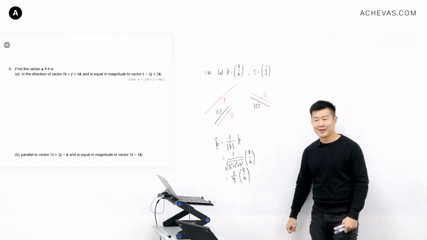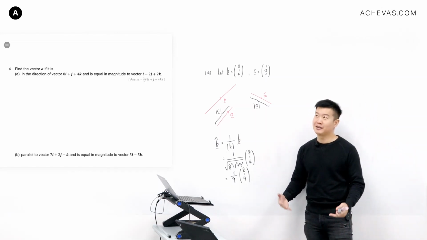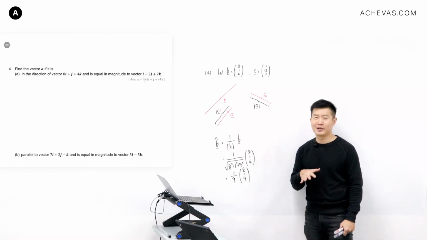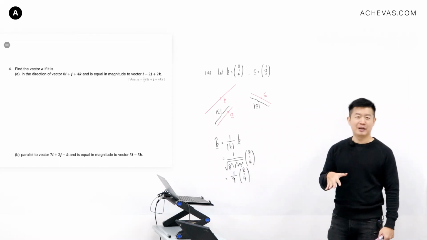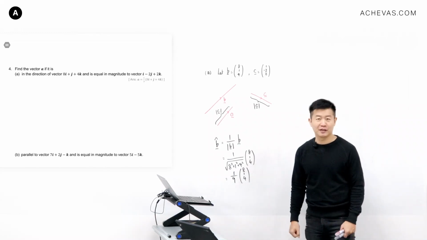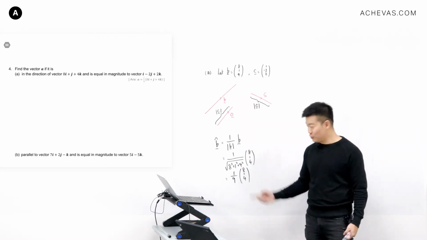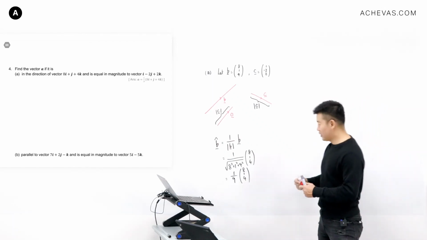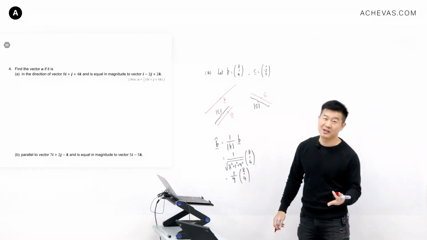You're convinced? Okay, because I remember when I was in secondary school, in JC, there was one point in time that I was like, are you sure this becomes a unit vector? How can this be a unit vector? It looks so complicated. I don't believe that its magnitude is 1. So what I did was, I just wanted to check whether its magnitude is 1.